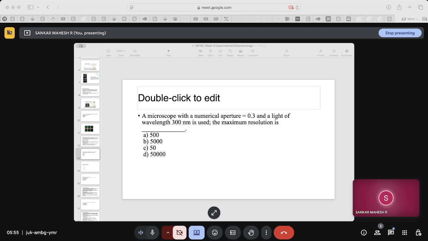A microscope with a numerical aperture of 0.3 and a light of wavelength 300 nanometer is used. The maximum resolution is dash. Yeah. So there's a formula to calculate this. Before you start with that, you can tell me what numerical aperture is and what wavelength is, and we'll talk about resolution and then be able to correlate these. You can take a couple of minutes to think about this.